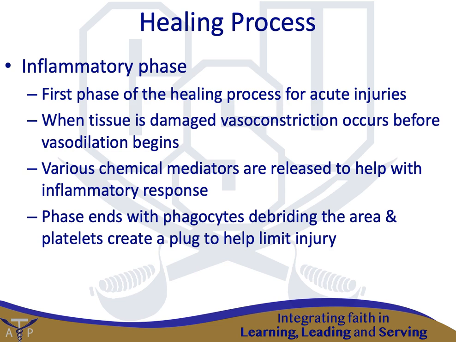At the end of this phase, phagocytosis occurs. This is when phagocytes debride the area. In addition, platelets create a plug that helps limit the size of the inflamed area so bleeding and injury do not continue to occur. There's also a material called thromboplastin that is released from the cells in the area, which creates that clot or plug in the area. This is what we typically see on the outside, what we refer to as a scar, and this is what helps clot and stop the bleeding, which helps limit the injury.